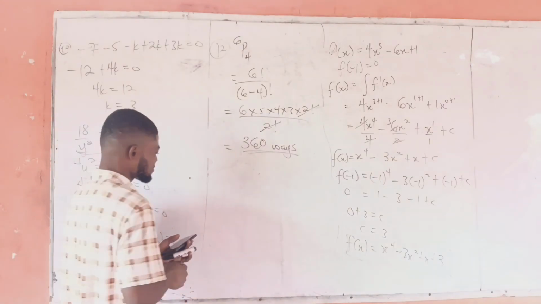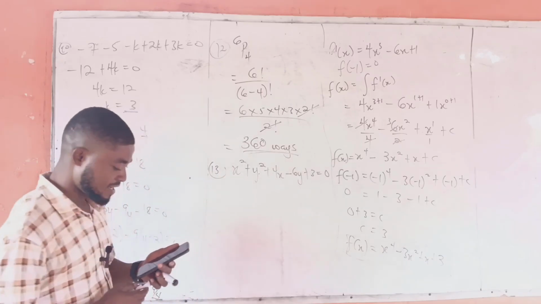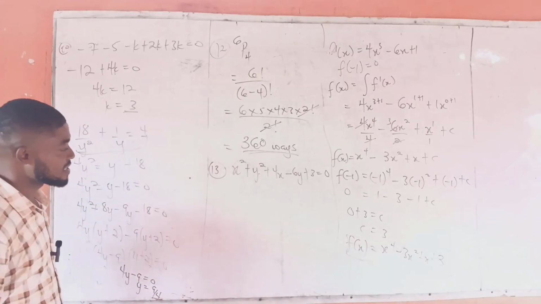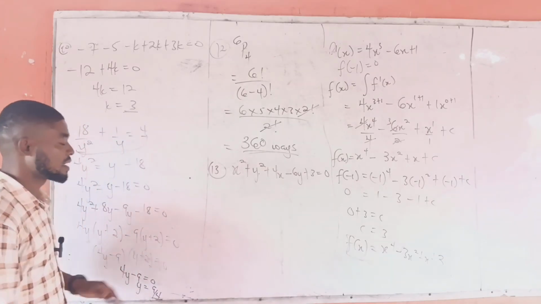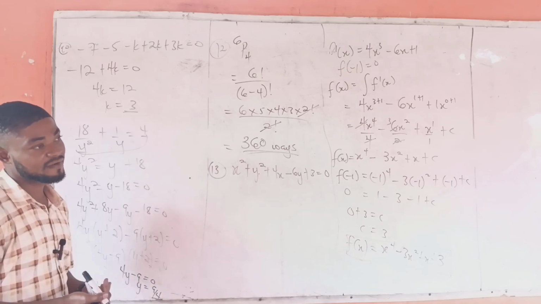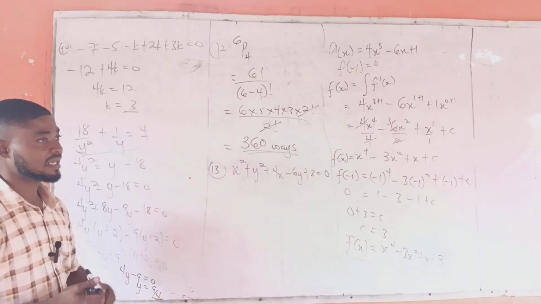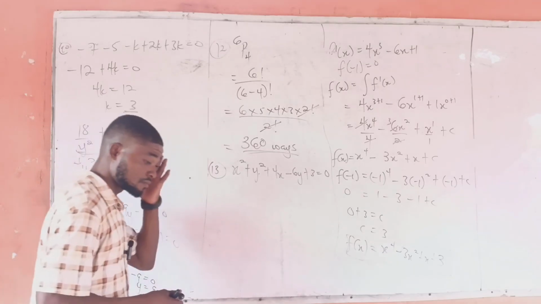Question 13 says we should find, in terms of pi, the area of the circle, which is x squared plus y squared plus 4x minus 6y plus 3 is equal to 0. We have to find the area. We know the area of a circle is given by pi r squared. So in this case, we have to find the radius of the circle, and finding the radius is what we are going to be interested in now.